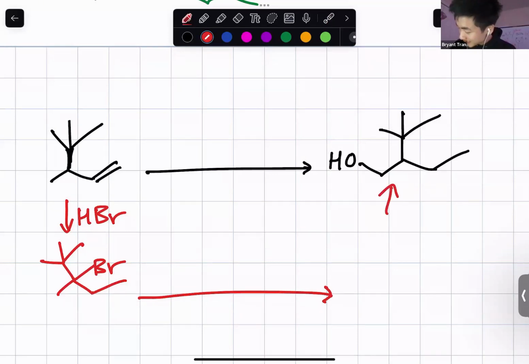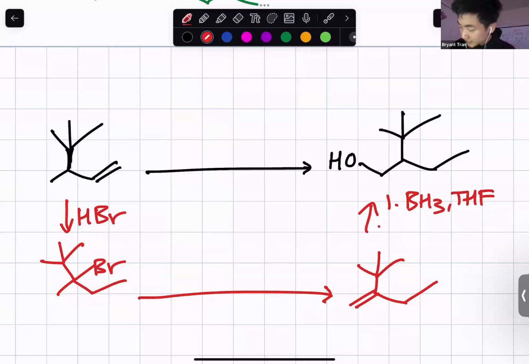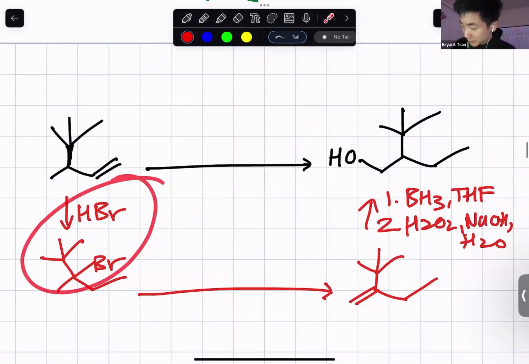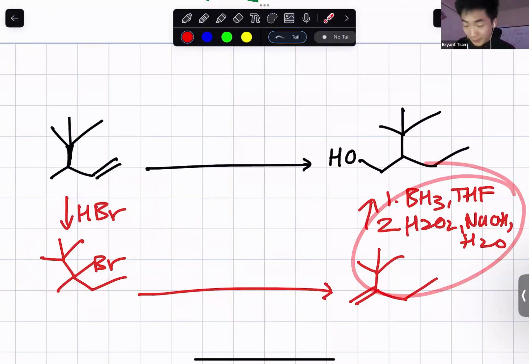So let's say we go backwards here, where our alkene was right here, and we added alcohol on the less substituted carbon, the anti-Markovnikov carbon. To do that, we have to do hydroboration oxidation, where the first step is BH3, THF. The second step is hydrogen peroxide, H2O2, NaOH, water. So that's going backwards. Now, we started with going forward, and then we went backwards. Now let's try to meet in the middle.